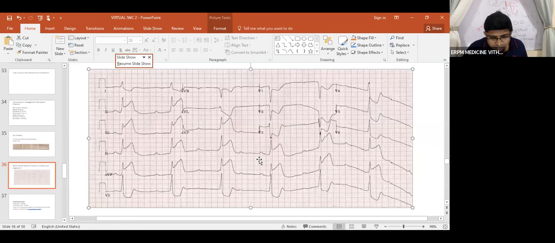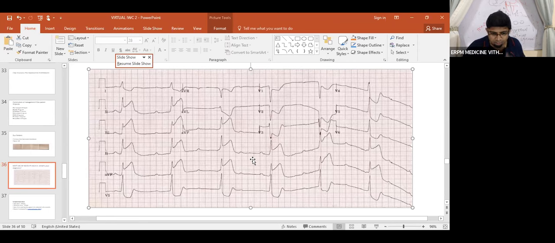I'll tell you one point. This is the QRS. This is the QRS. This is the QRS. Are all the QRS complexes occurring at regular intervals or not? Yes, regular. Regular interval. Now look here.